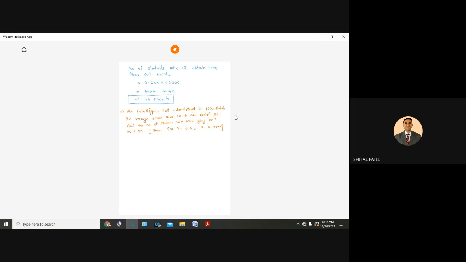Solution. This number is incorrect. Area equal to 0.1915. Please make the required change.